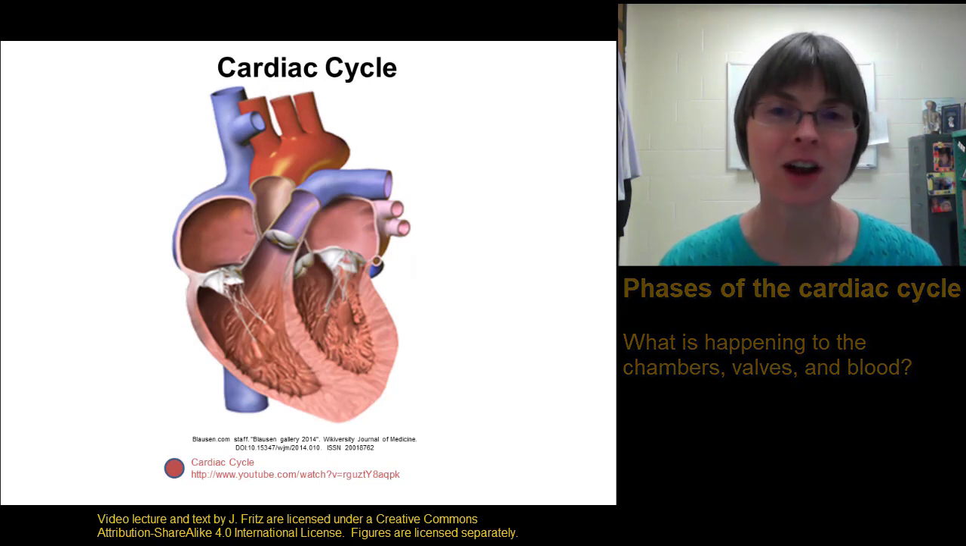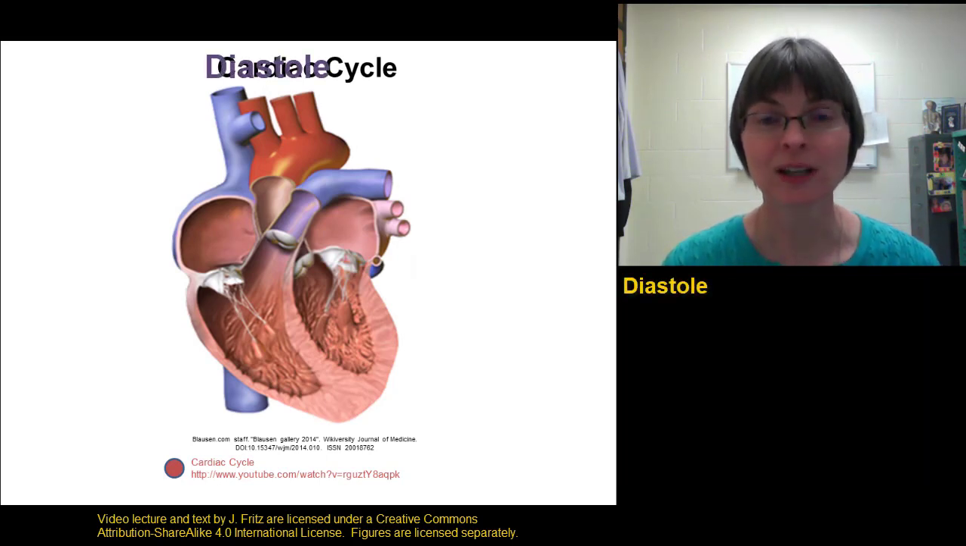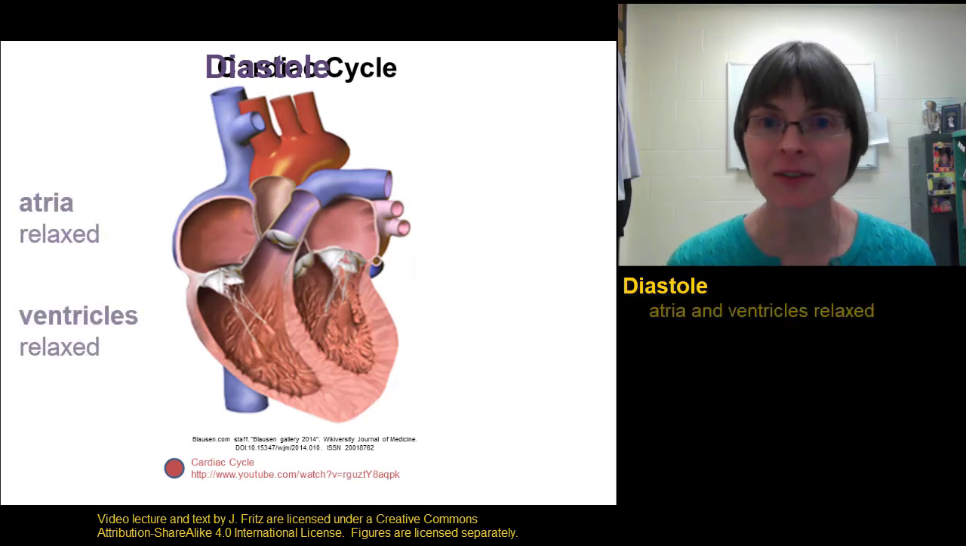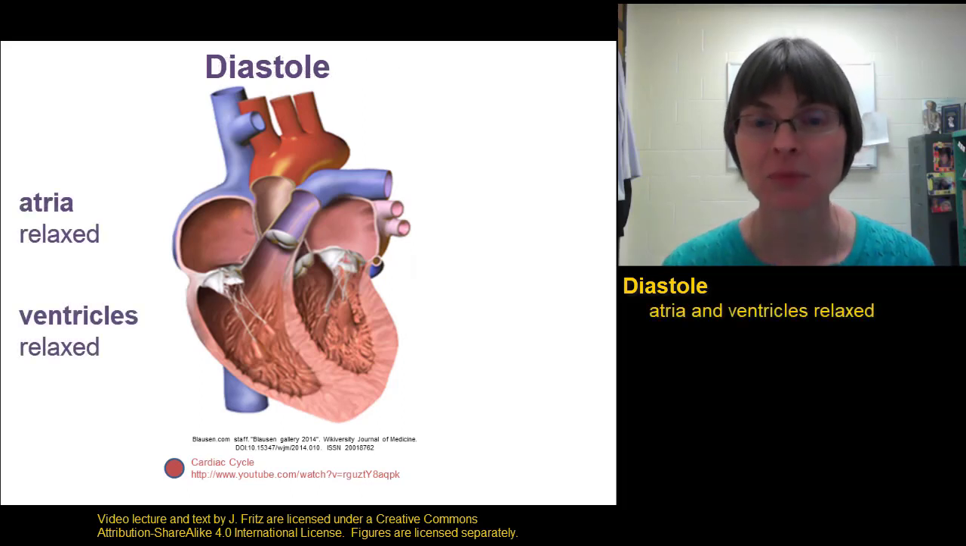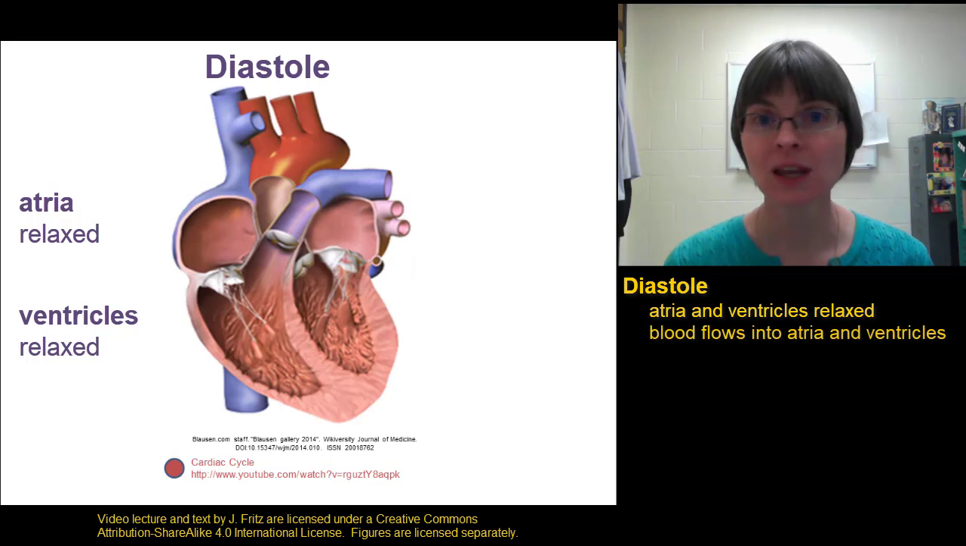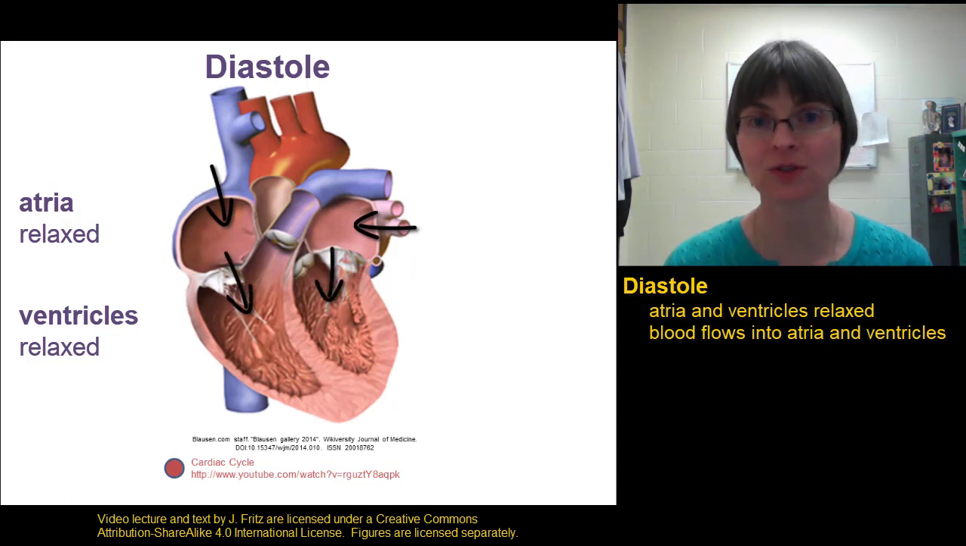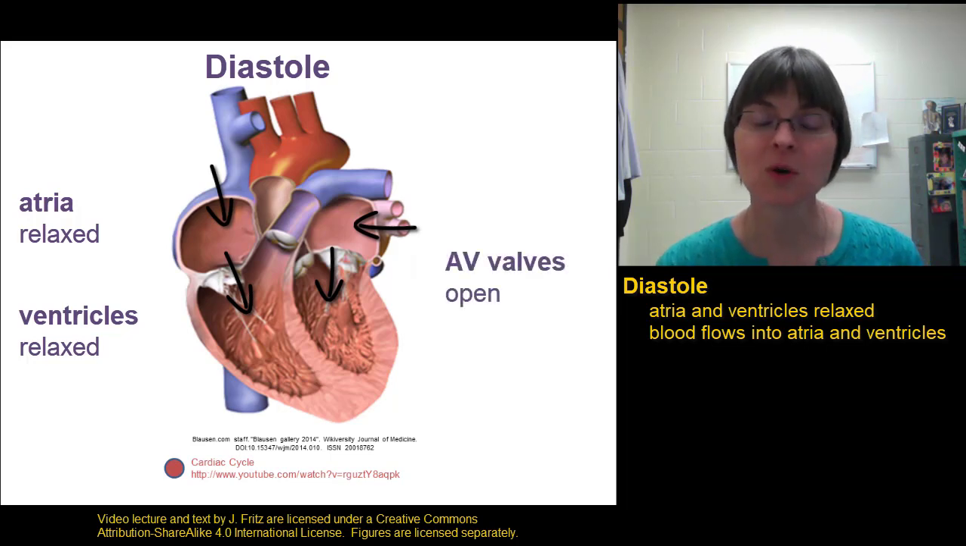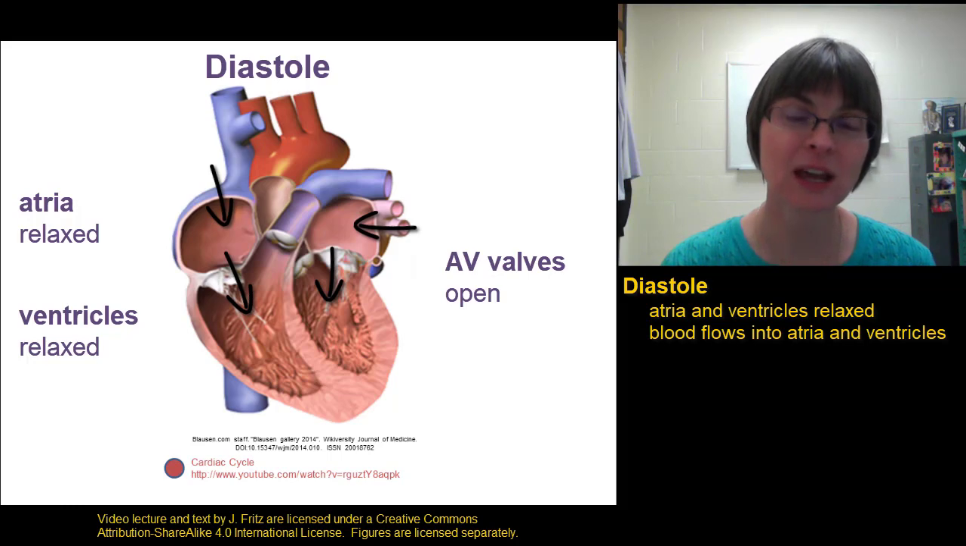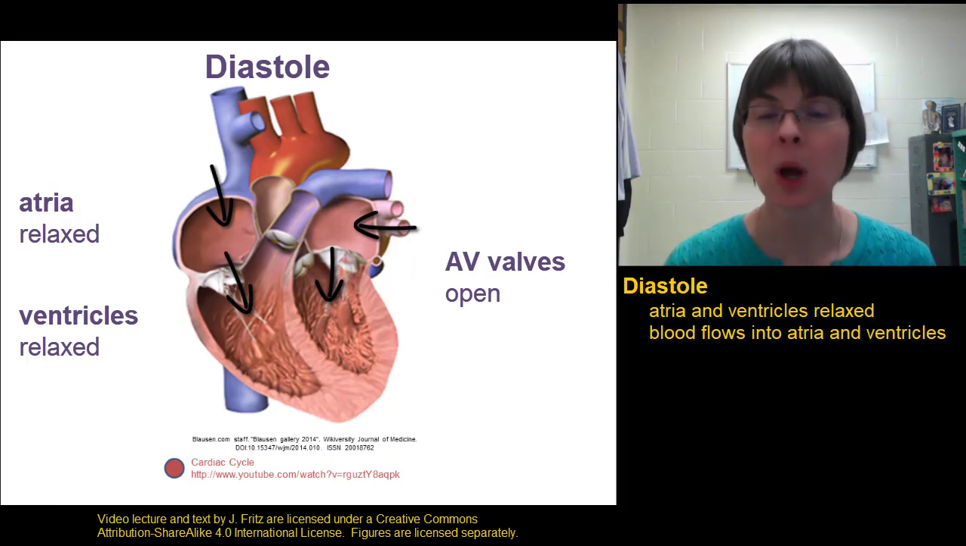The first phase of the cardiac cycle is diastole. During diastole, the atria and the ventricles are both relaxed. Blood is flowing from the vena cava and the pulmonary veins into the atria, and then it flows right down into the ventricles. So the atria and the ventricles are both filling with blood during diastole. If blood is able to go right from the great vessels through the atria into the ventricles, what's going on with the AV valves? Are the AV valves going to be open or closed?